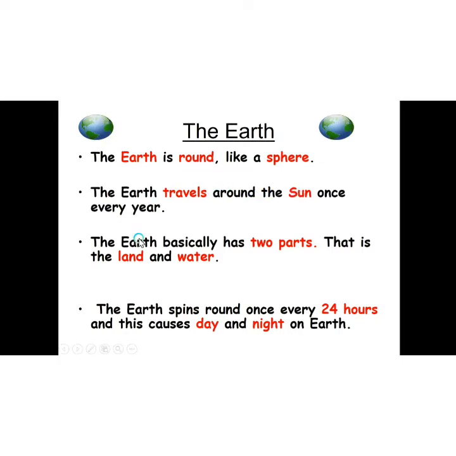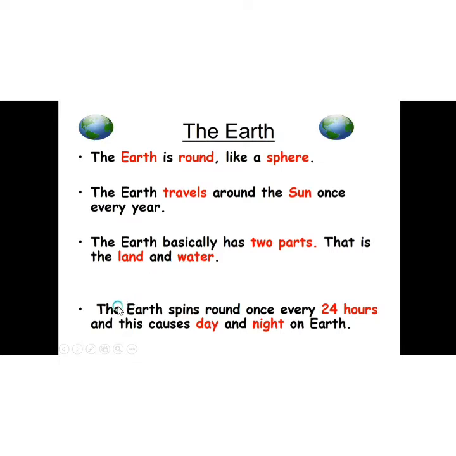Alright, so the Earth basically has two parts. So we're going to only talk about the two parts of the Earth. That is the land and the water. The land and water. So the Earth has land and water.